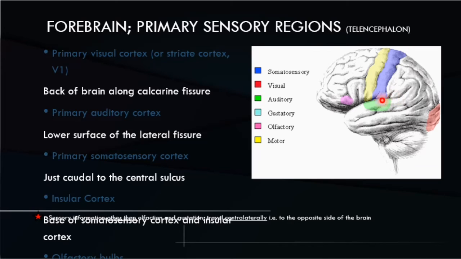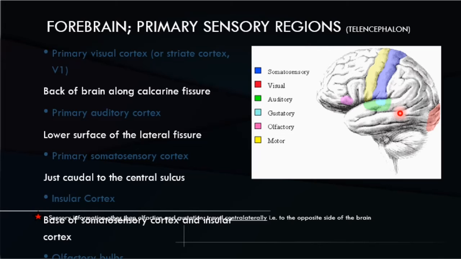Lower surface of the lateral fissure. This is the lateral fissure because we said that lateral means on the side and fissures are the deep grooves. So the lateral fissure would be this one. And when we say it's on the lower surface of this, that means over here. So that's where the primary auditory cortex is. You're not going to have pictures to label or anything on the exam, but you want to know.